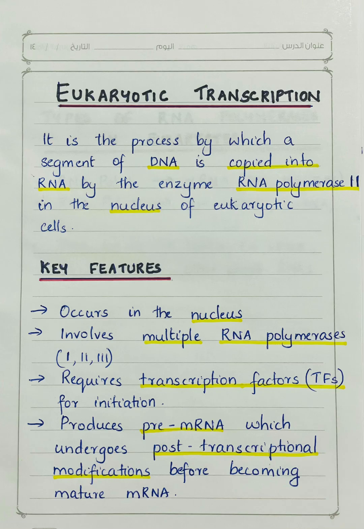Key features of the process include, as we already said, that the process occurs in the nucleus. It involves multiple RNA polymerases, that is RNA polymerase 1, 2 and 3. It requires transcription factors for initiation. The process produces a pre-mRNA, which undergoes post-transcriptional modifications before becoming a mature mRNA.